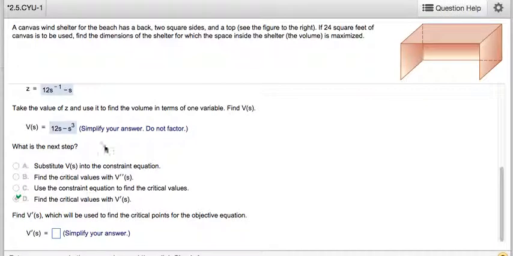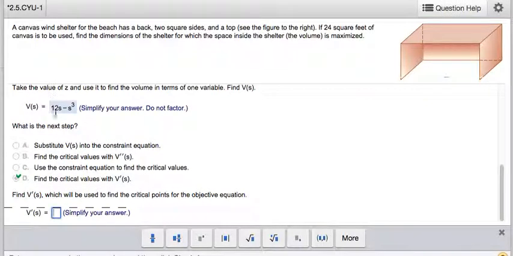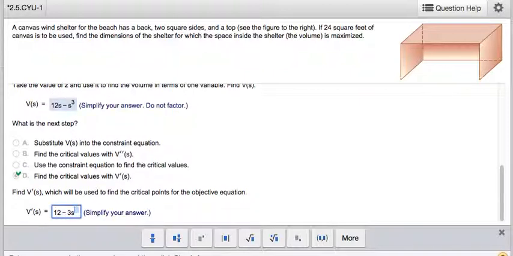Okay, what is the next step? So we've found volume all in terms of one variable. So the next step is to find critical values with the objective function by differentiating V. So then what is that derivative? Okay, I can do this one by looking at this right here. So the derivative of 12s minus s cubed is 12 minus 3s squared.